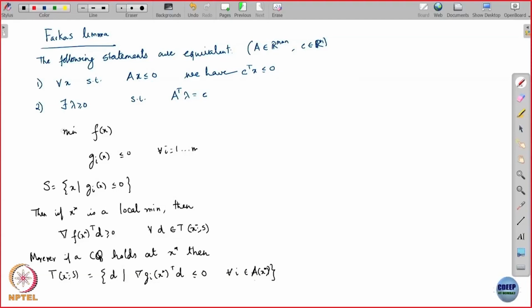Now look at these two things and compare them with the Farkas lemma that is written right up there. Farkas lemma says that for all x such that Ax is less than or equal to 0, we must have C transpose x less than or equal to 0. That is equivalent to saying that there exists a lambda greater than or equal to 0 such that C can be written as A transpose lambda. So, let us do this. I will just state for you the final theorem.